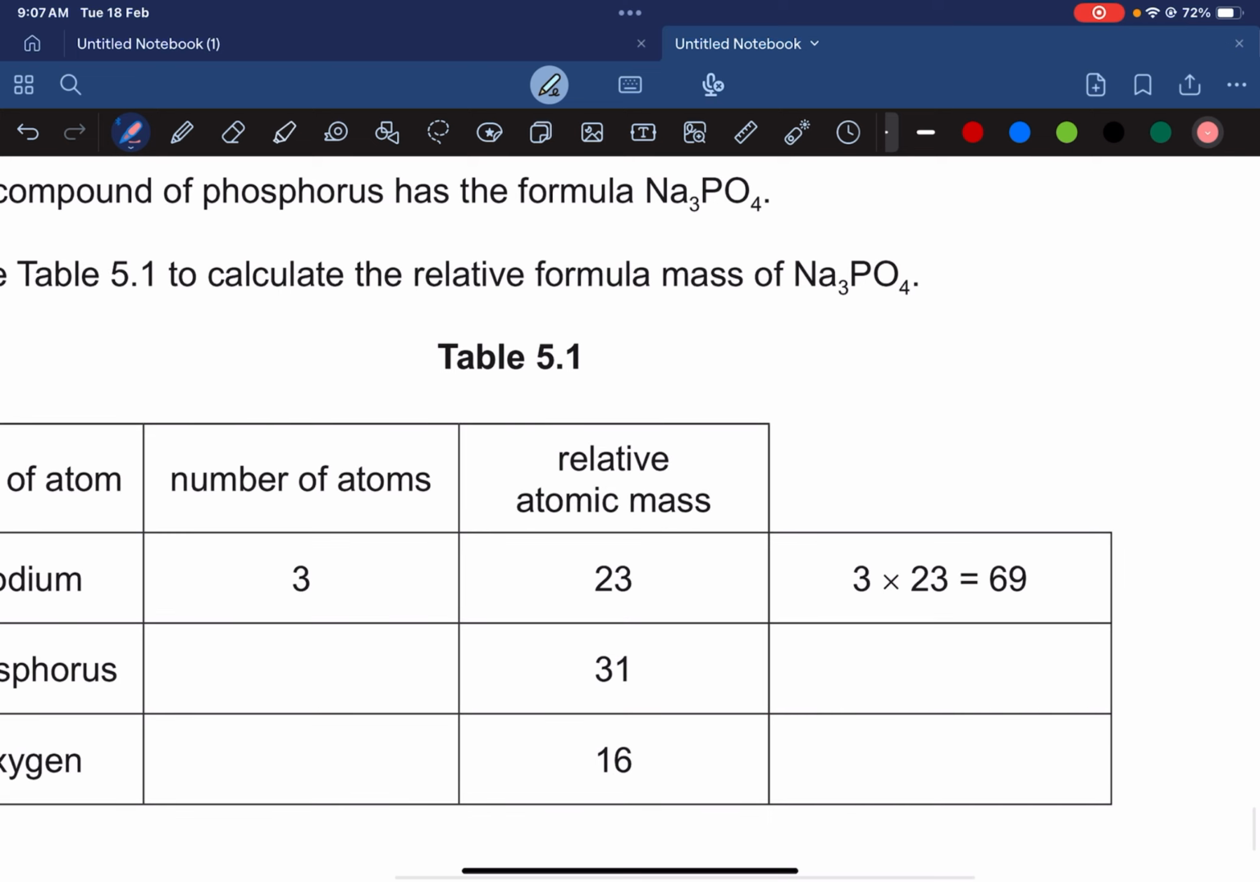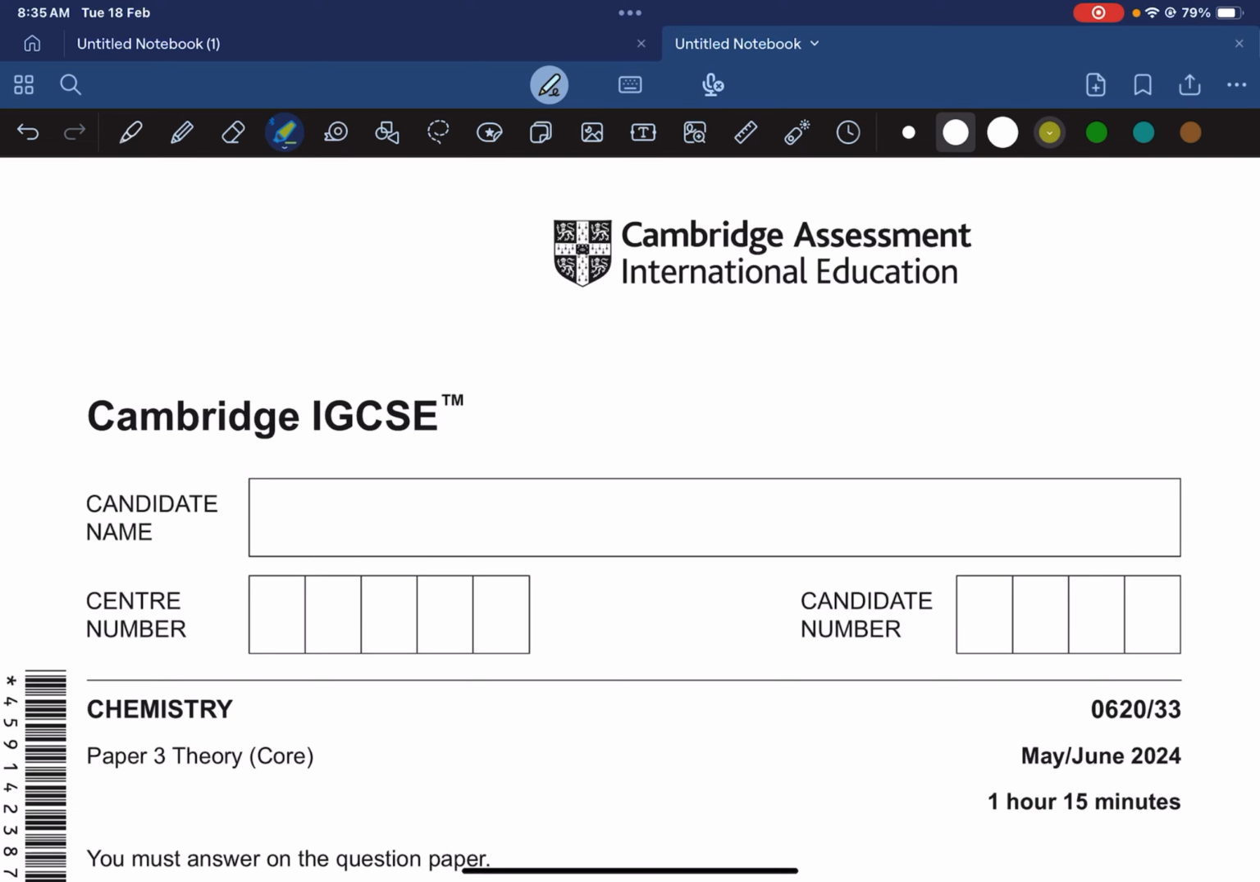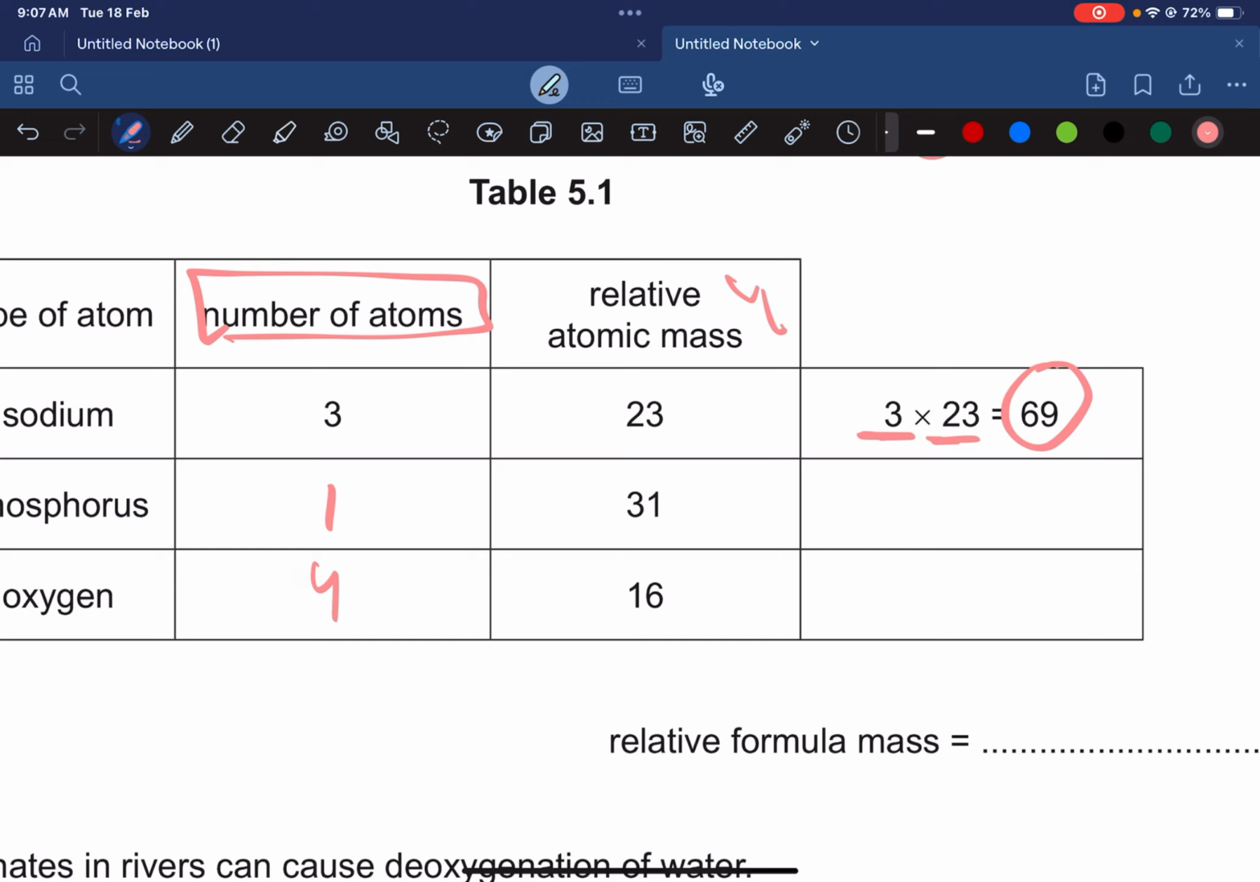Okay, we have Na3, phosphorus in it is 1 and oxygen is 4. We have to write the number of atoms over here. Relative masses were given. We just multiply the number of atoms with the relative mass to get the total mass. So 1 into 31 is obviously 31. 4 into 16 gives us 64.